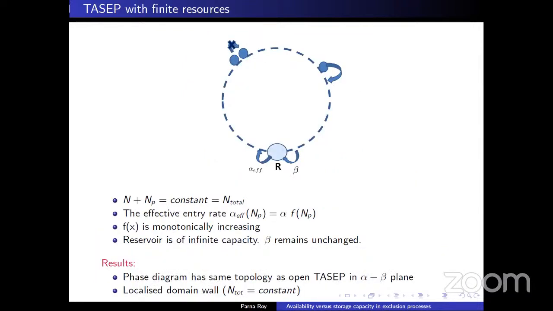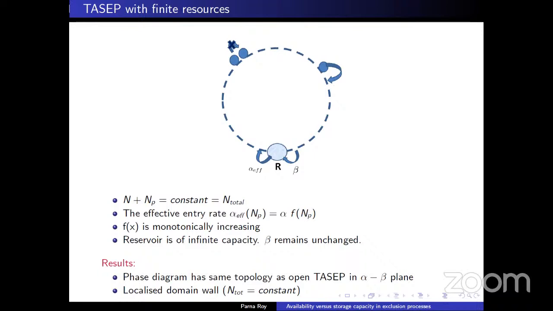Now, here I have shown the schematic diagram of a TASEP connected to a finite resource. So here the total number of particles, that is the number of particles in the TASEP plus the number of particles in the reservoir, is constant. So here the entry rate alpha is not a constant, rather it depends on the number of particles in the reservoir at that moment. Alpha is basically a monotonically increasing function of the number of particles in the reservoir. Now the reservoir is assumed to be of infinite capacity. So beta here remains unaffected by the number of particles in the reservoir.